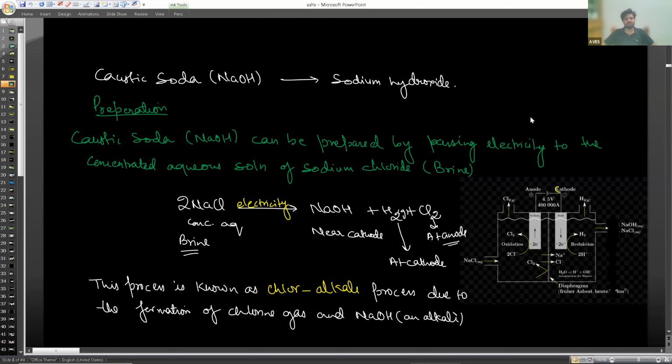When we take sodium chloride, an aqueous solution of sodium chloride, we call it brine. B-R-I-N-E, brine, in brackets here. And write down this reaction, and write down what happens at the anode and at the cathode.